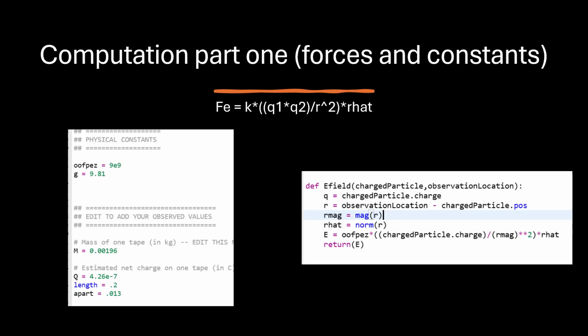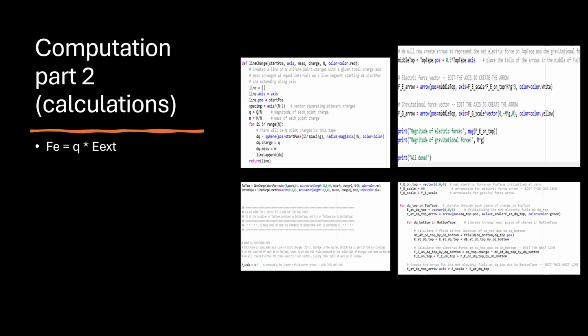So, the code. This part is just the constants. In this part, we define constants in code: Coulomb's constant, k equals 9 times 10 to the 9, gravity 9.81, along with the ones we've already previously defined. Then we define a function called E field, which calculates the electric field at a point from a charged particle, which helps us figure out the force in each small part of the tape.